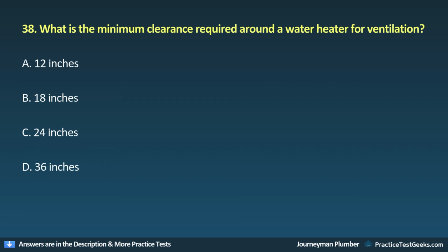38. What is the minimum clearance required around a water heater for ventilation? A. 12 inches. B. 18 inches. C. 24 inches. D. 36 inches.